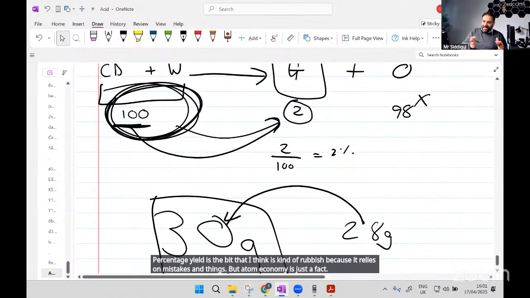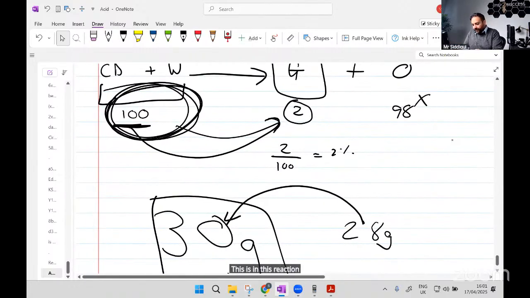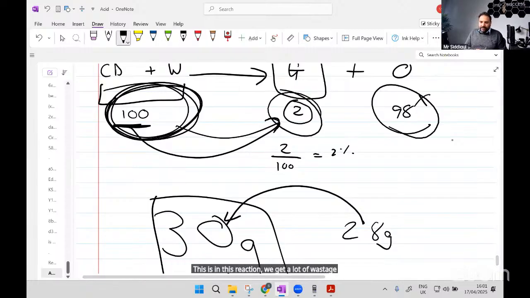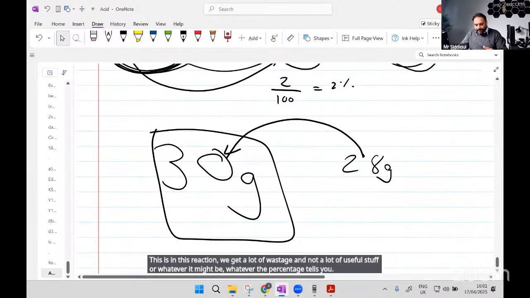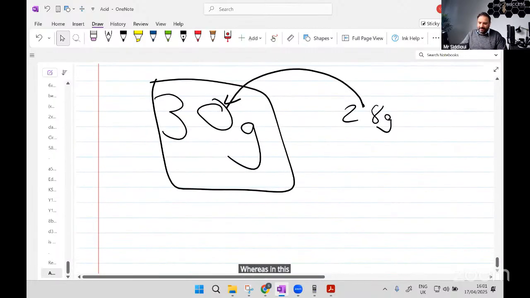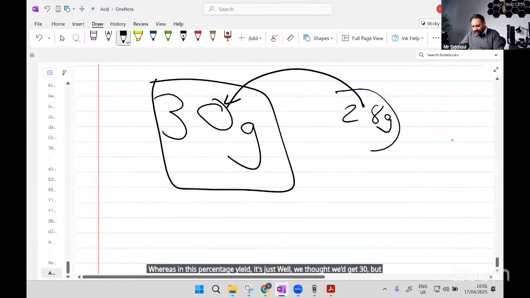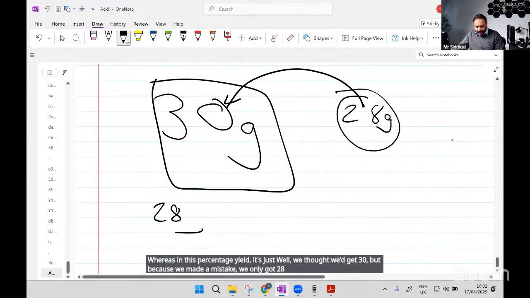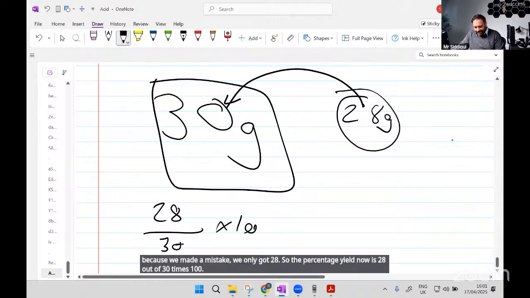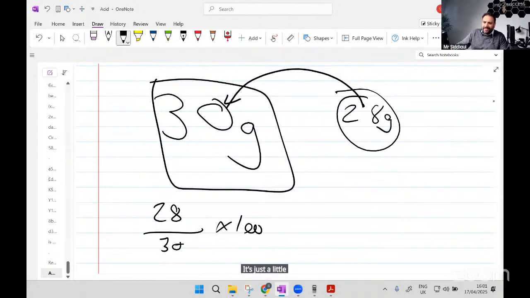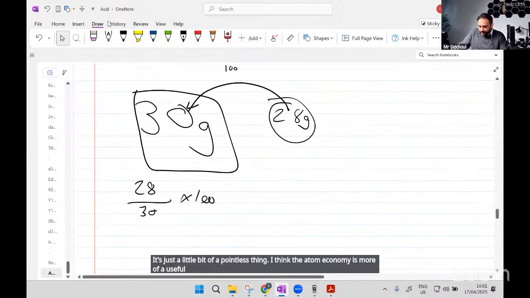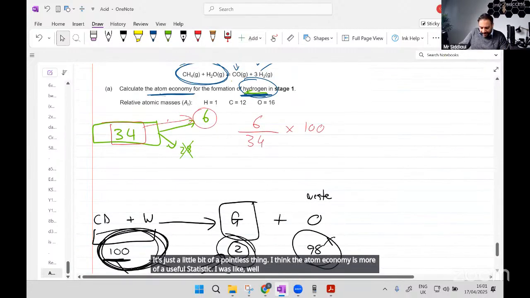In this reaction, we get a lot of wastage and not a lot of useful stuff, or whatever it might be, whatever the percentage tells you. Whereas in percentage yield, it's just, well, we thought we'd get 30, but because we made a mistake, we only got 28. So the percentage yield now is 28 out of 30 times 100. It's just a little bit of a pointless thing. I think the atom economy is more of a useful statistic, as it were.